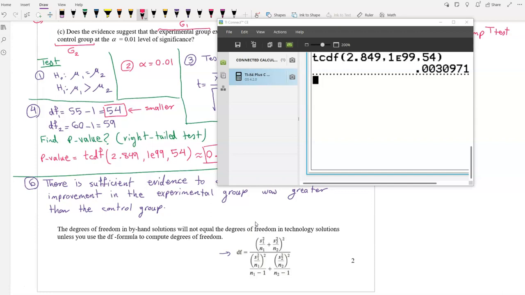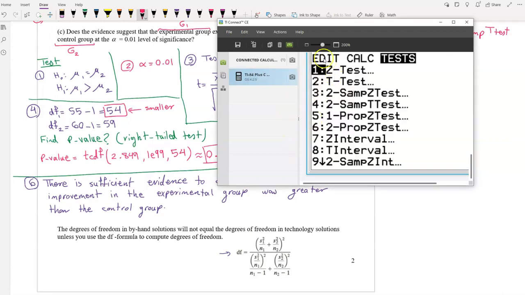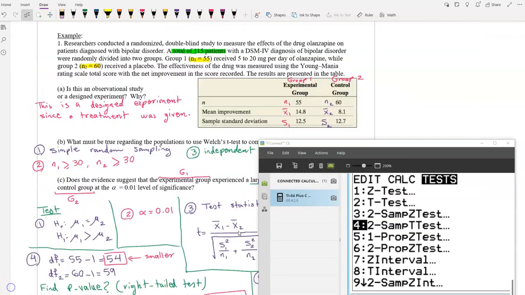And then highlight test. So it's not edit, it's not calc, it's test. Then highlight number 4. Then enter all these: sample size, sample mean, and standard deviation for both groups, group 1 and group 2.